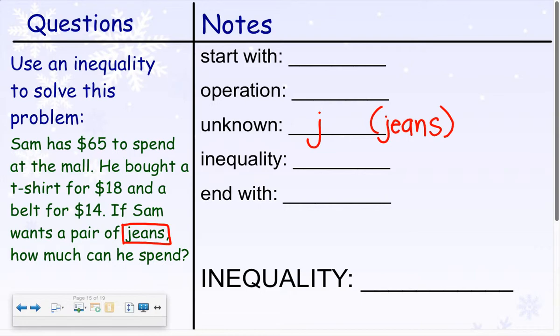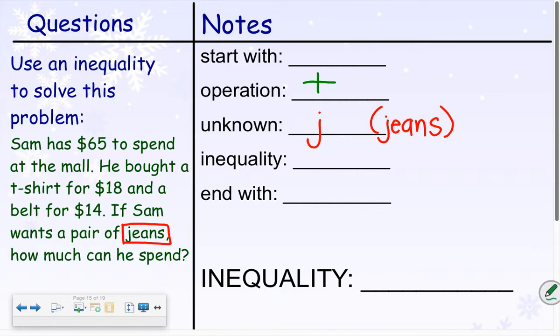All right. This problem doesn't give me an inequality in the sentences, so I'm going to leave that blank for right now. Let's go to operation. So I want you to think about this. If you're buying things, so if you're at Target buying a t-shirt and a belt and jeans, what operation is the cash register doing while you're purchasing these things? It is adding them up. It's saying 18, then you add 14, then you add the price of the jeans, and then the cashier gives you a total. So the cash register or the cashier is adding up all the items you want to buy. So that's the operation you need.